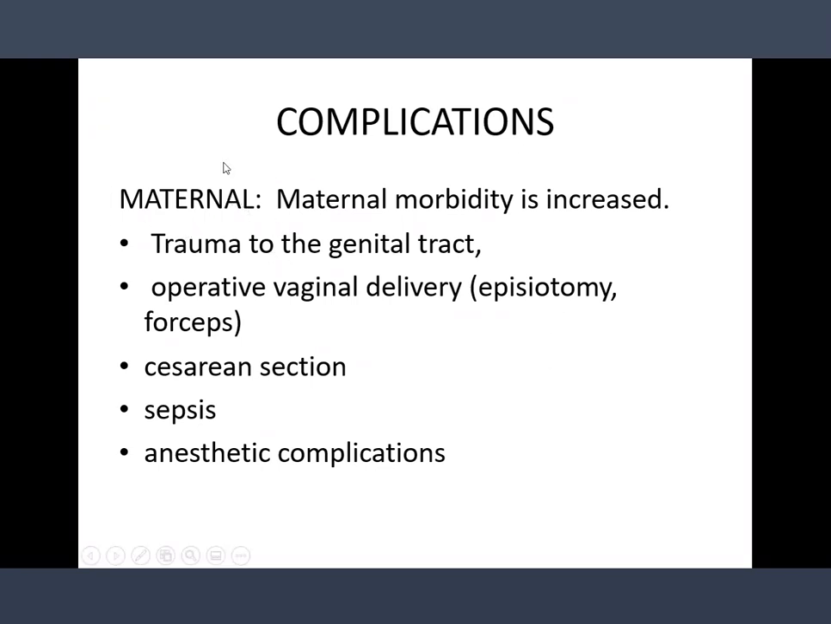Because of the manipulations we do by conducting breech delivery, there is trauma to the genital tract. There are lacerations to the vagina, cervical tears, extension of the episiotomy. Sometimes there are third and fourth degree perineal tears also. And most of the time it requires generous episiotomy and forceps delivery for the aftercoming head. So obviously with operative vaginal delivery, there are more lacerations or vaginal tears.